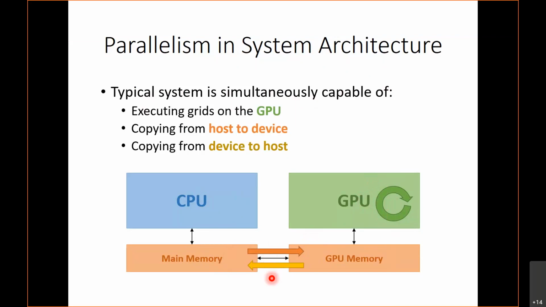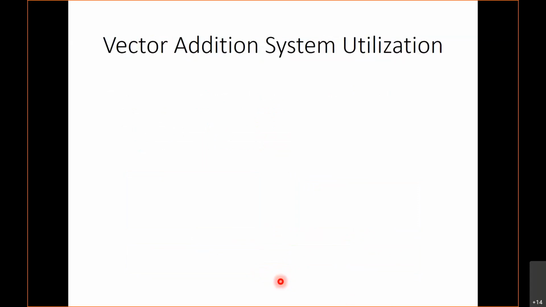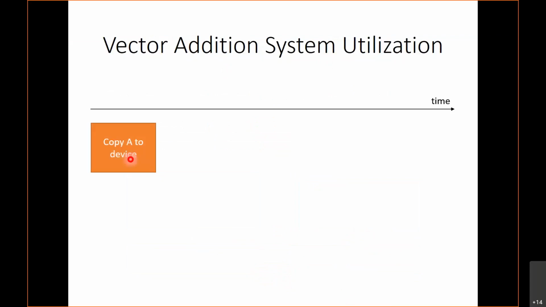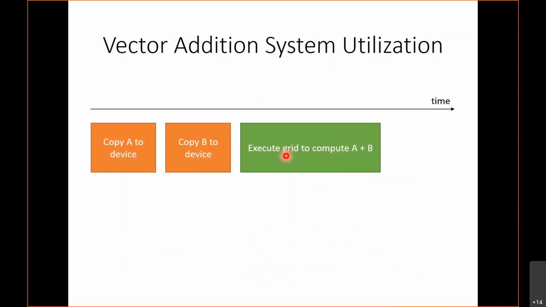But so far, what we've been doing is copying to the GPU, running on the GPU, and copying back. So each time we're only using one of these resources. We're not leveraging all three of them. And what we're going to try and do is leverage all three of them to fully utilize our hardware as much as we can. Let me show you what I mean by that. When we were doing a vector addition previously, we were copying A to the device, and then copying B to the device, and then executing a grid to compute A plus B and store the result in C, and then copying C from the device. Here, horizontal represents time.